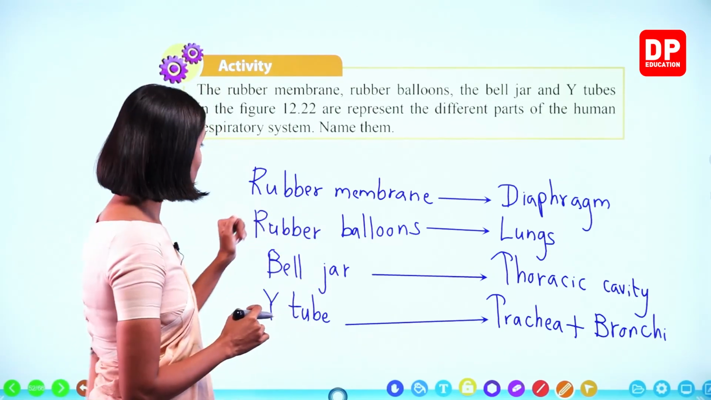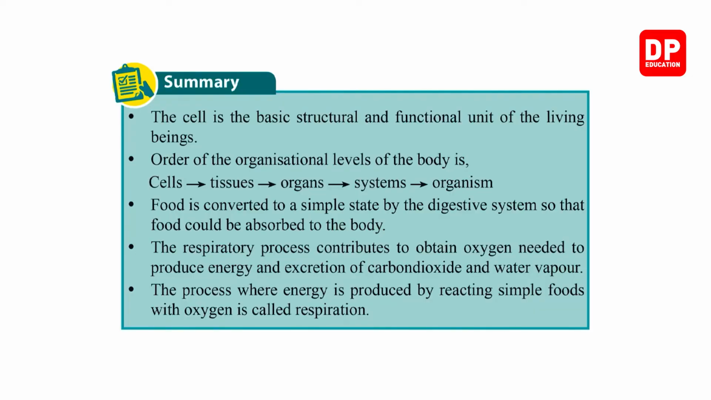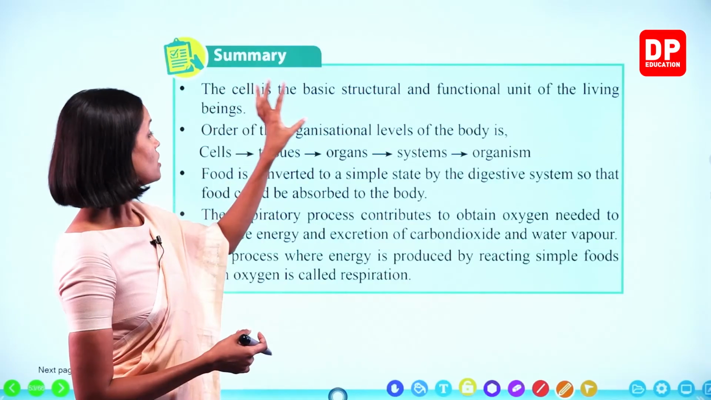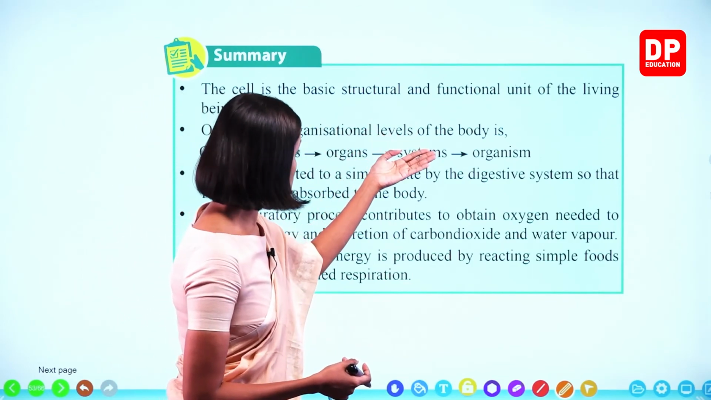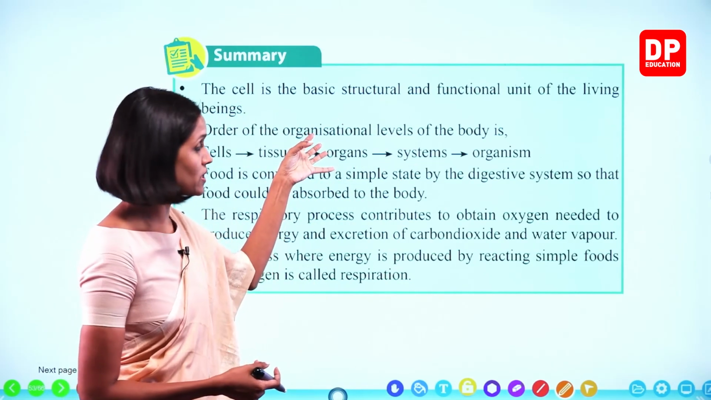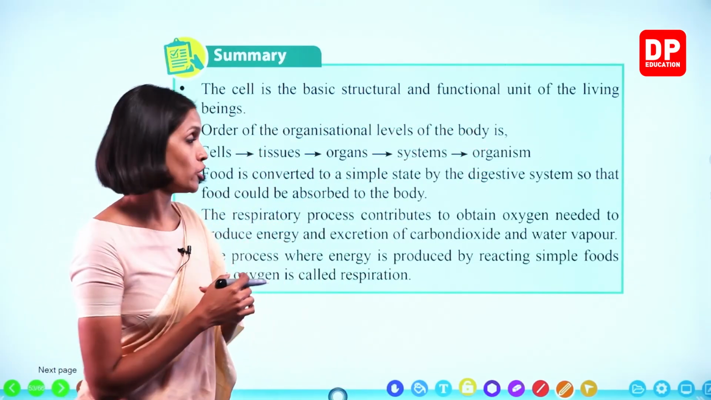We will go see what we learned in the lesson under summary, right? The cell is the basic structural and functional unit of the living beings. Order of the organizational levels of the body is, we learned this, from cells, tissues, organs, systems, organism. We learned that the tissue is formed by combination of cells, organs are formed by combination of several tissues, a system is formed as a combination of a number of organs, and an organism is made by combining all the systems in the body, right?